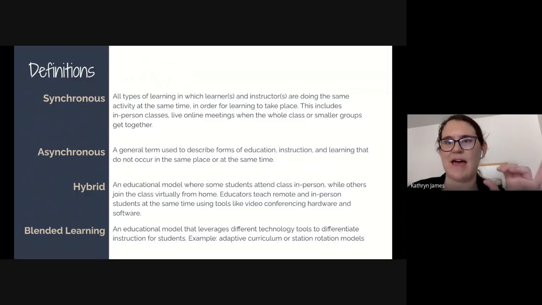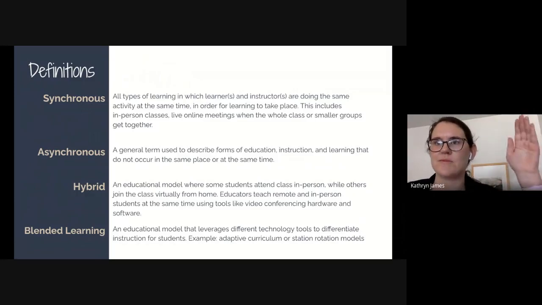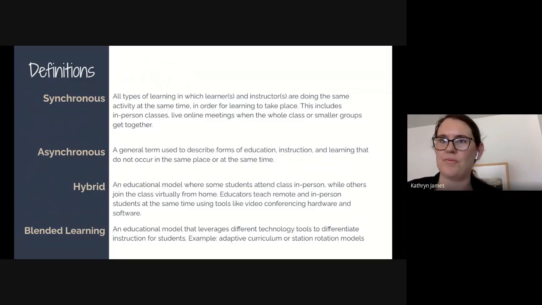And hybrid is where we have some students who are at home, some students who are in person. And so when we talk about hybrid in green plus red, we know that some of our students will elect to stay home. And so that by nature puts us into a hybrid model. The final definition is blended learning, which talks about using technology tools and station rotation models to really leverage for differentiation. And Maggie will talk more about that in a little bit.